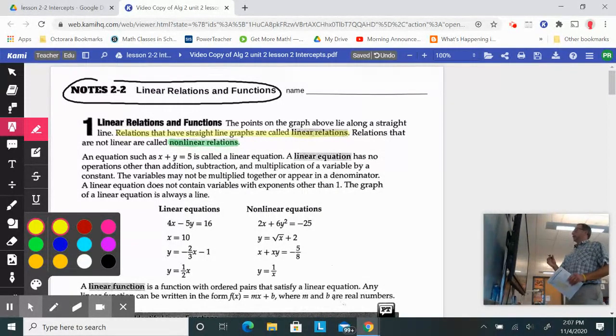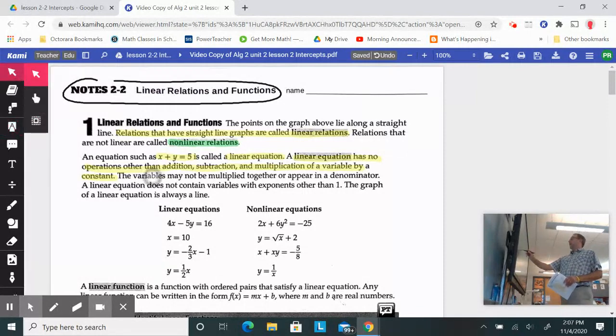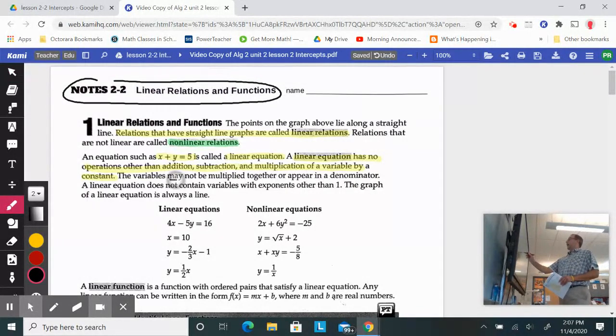Now think about those linear relationships. An equation such as x plus y equals 5 is called a linear equation. A linear equation has no operations other than addition, subtraction, and multiplication of a variable by a constant. Okay? Now, take a look at the next line. It says the variables may not be multiplied together or appear in a denominator. So I'm going to underline that with my pen tool. They may not be multiplied together or appear in a denominator.